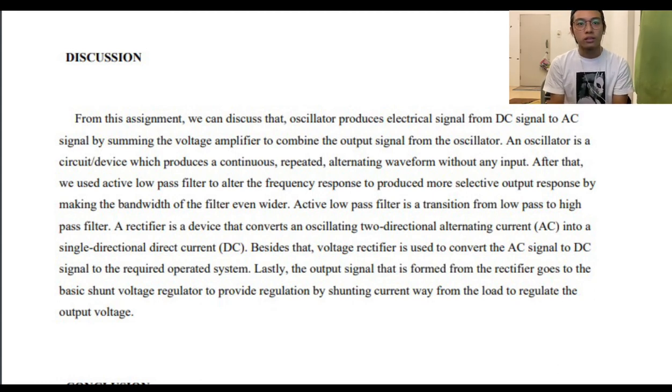Active low-pass filter is a transition from low-pass to high-pass filter. A rectifier is a device that converts an oscillating two-directional alternating current into a single directional direct current. Besides that, the voltage rectifier is used to convert the AC signal to DC signal for the operated system. Lastly, the output signal formed from the rectifier goes to the basic shunt voltage regulator to provide regulation by shunting current away from the load to regulate the output voltage.